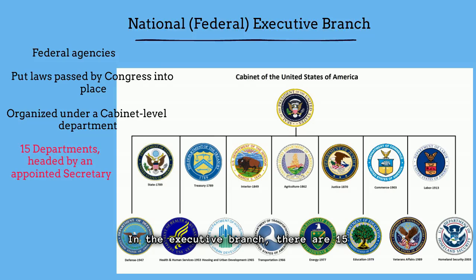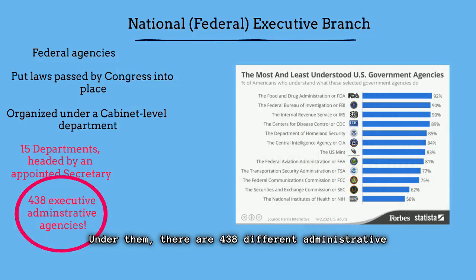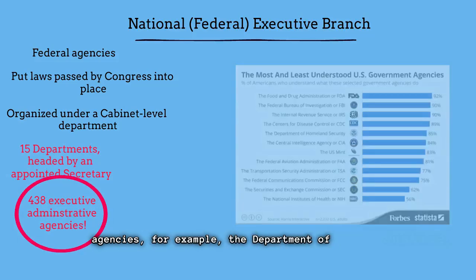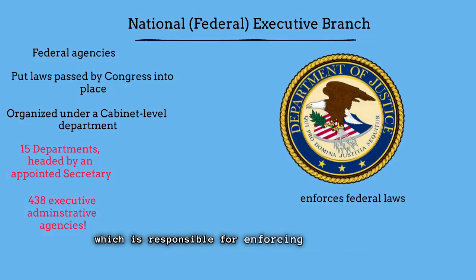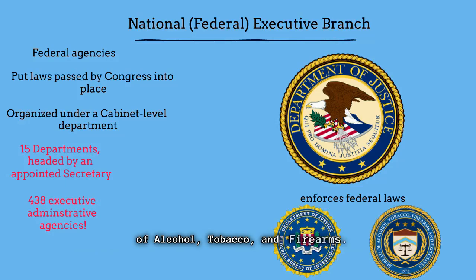There are 15 cabinet-level departments headed by a secretary who is appointed by the president. Under them, there are 438 different administrative agencies. For example, the Department of Justice, which is responsible for enforcing federal laws. Now, there are a lot of federal laws, so we have many different law enforcement administrative agencies, such as the FBI and the Bureau of Alcohol, Tobacco, and Firearms.